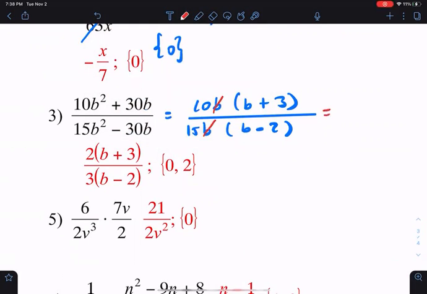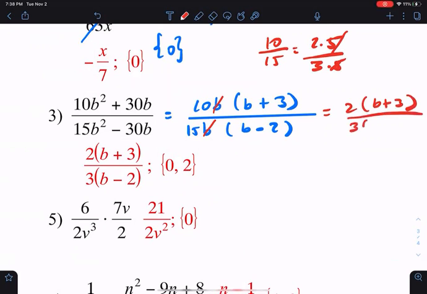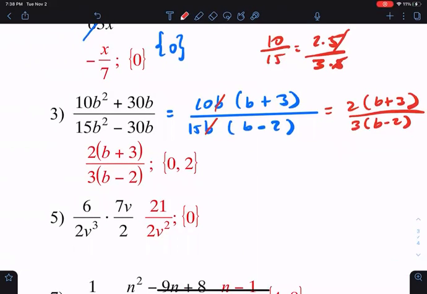and well, this is 10 over 15, right? So this is the same as 2 times 5 over 3 times 5, they cancel. So this is 2 times b plus 3 over 3 times b minus 2. That's it. Done. What are the excluded values? Well, b cannot be equal to 2, and also b cannot be equal to 0, right? Because if you put 0, everything will be division by 0, so b cannot be 0 either.